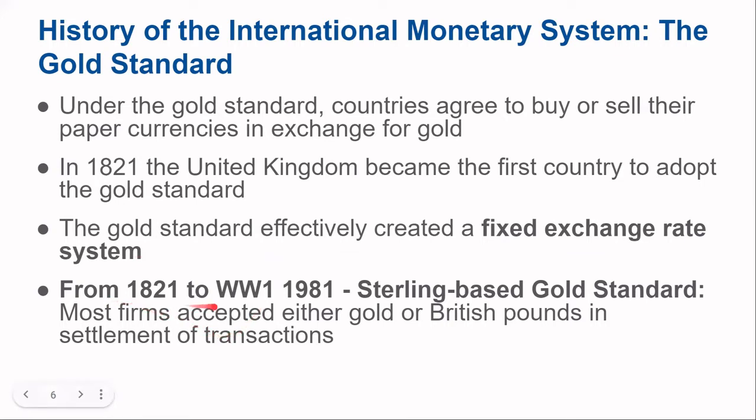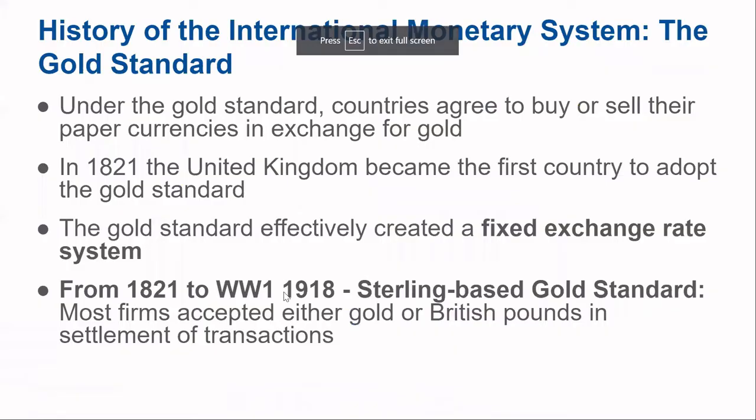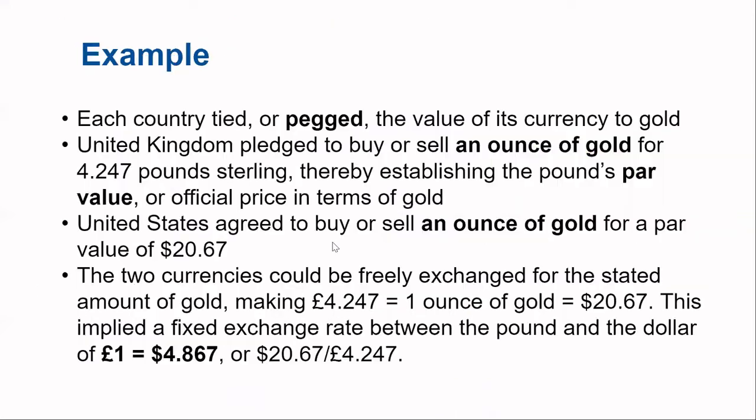So from 1821 to World War I, 1918, the sterling-based gold standard was used. Most firms accepted either gold or British pounds in settlement of transactions. The price of gold and currency does not change relative to each other. This is the fixed exchange rate mechanism.